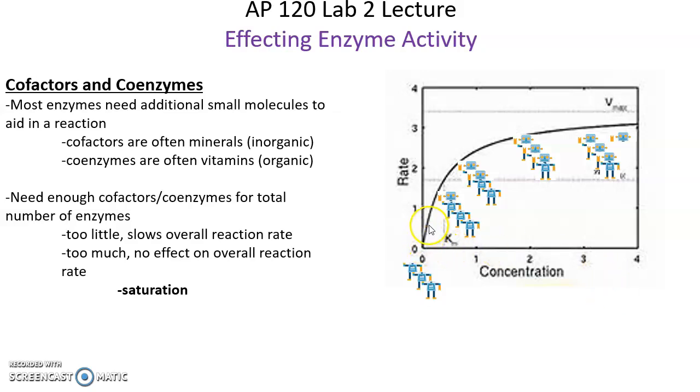So again, increasing the concentration of the cofactor or coenzyme increases the chemical reaction speed, the rate of the reaction, until you reach saturation, until all the enzymes are bound to cofactors or coenzymes. Again, only some enzymes need these cofactors or coenzymes.